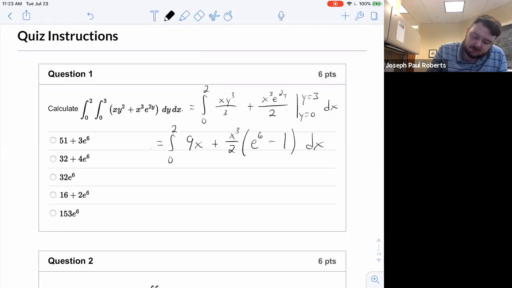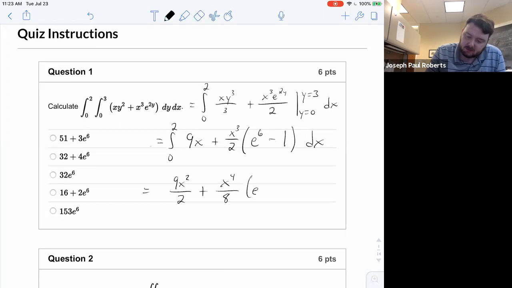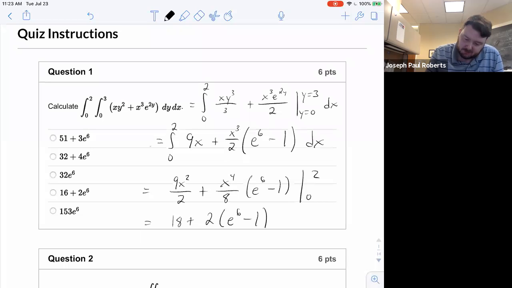And so now I do this integral with respect to x. So 9x squared over 2 plus x to the 4th over 4. Well, 4 times 2 is 8, so plus x to the 4th over 8 times e to the 6th minus 1, between 0 and 2. So 9 halves times 4 is 18, plus 16/8, so 2, times e to the 6th minus 1. So it looks like 16 plus 2 e to the 6th.